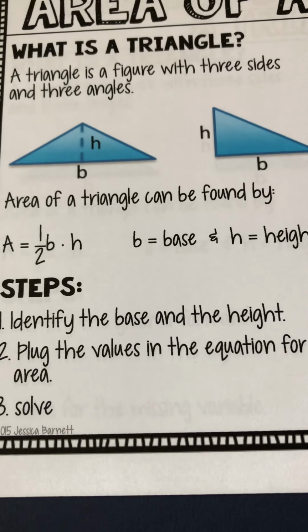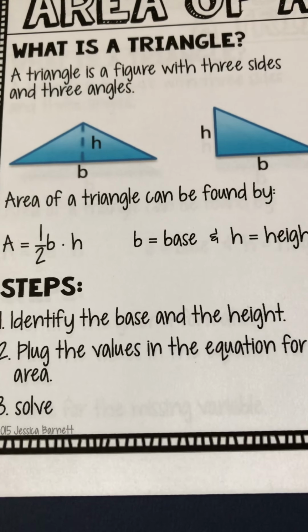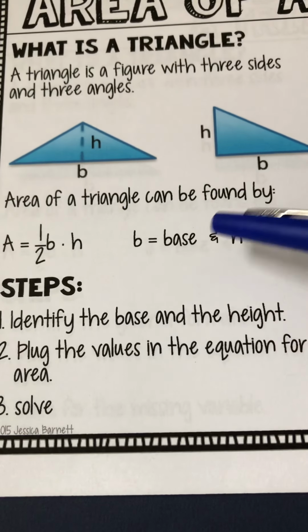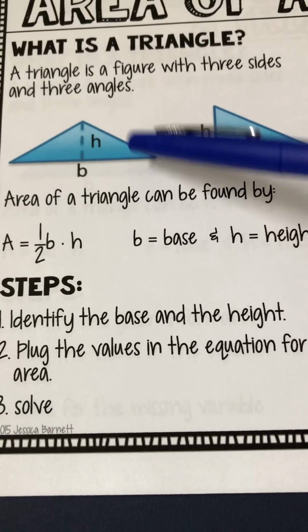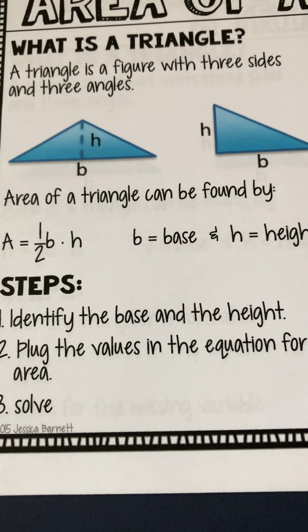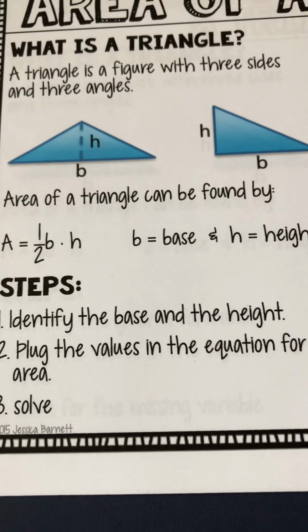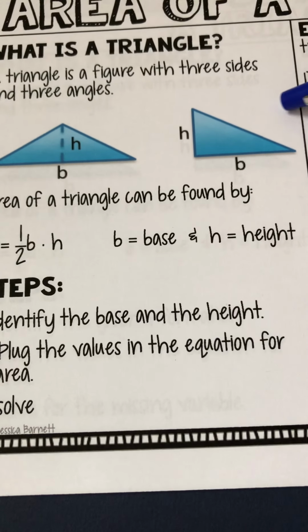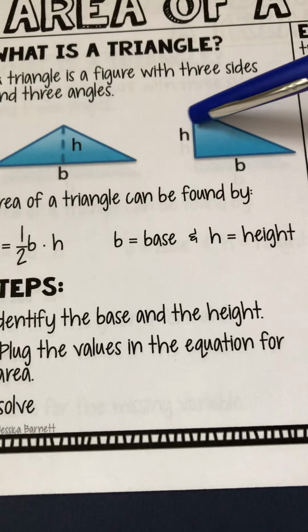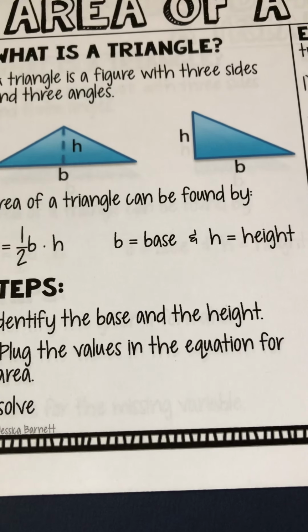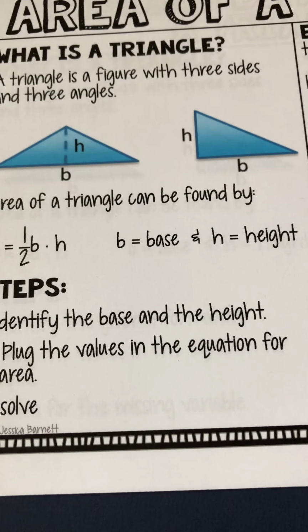But in order to find the area of a triangle, it can be found by doing 1/2 of the base times the height. Obviously the base is that B and the height is there. The reason why we do 1/2 the base times the height is, if you notice, this triangle is 1/2 of a rectangle. So a rectangle or a parallelogram is base times height. A triangle is half of that. So we would do 1/2 times the base times the height.